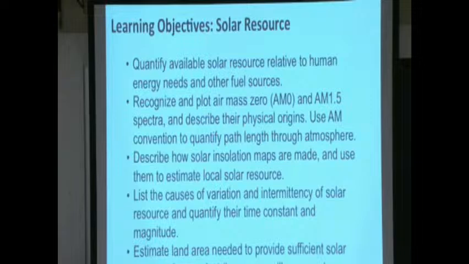So, solar resource maps, in other words, how much sunlight is available. We want to be able to estimate a solar resource amount locally at a specific spot on the planet. We want to list the causes of variation and intermittency of the solar resource and quantify their time constant and magnitude. In other words, we want to be able to discern what are the big effects and what are the ones that don't really matter.